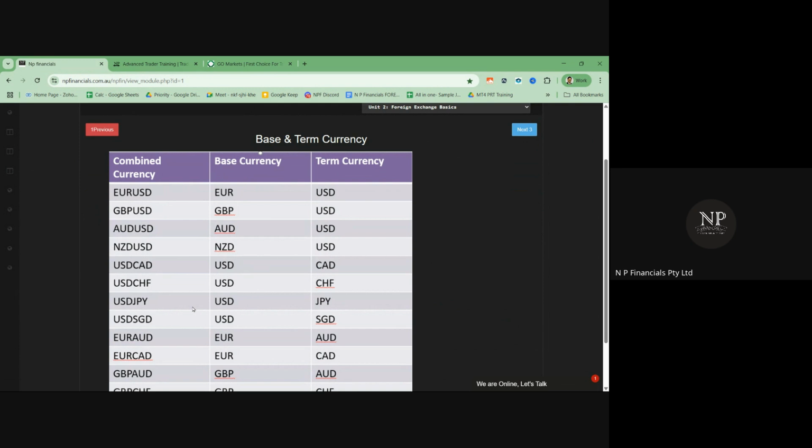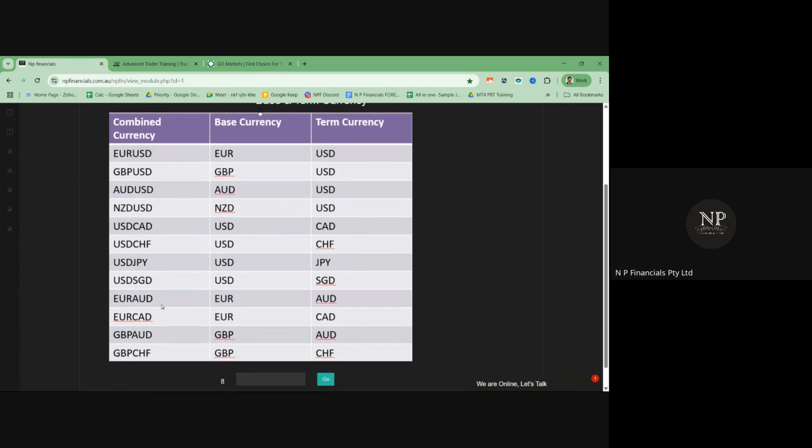If I ask you for Euro Aussie, what is base and what is term? Euro is the base and the Aussie is the term. And for GBP CHF, pound is the base and the CHF, the franc, is the term. You got 100 out of 100, because of your good teacher.